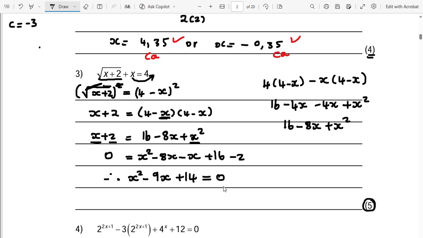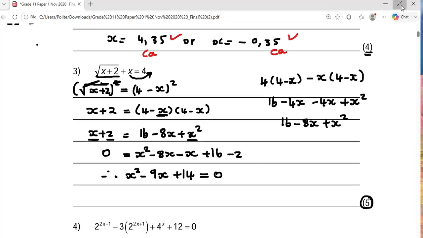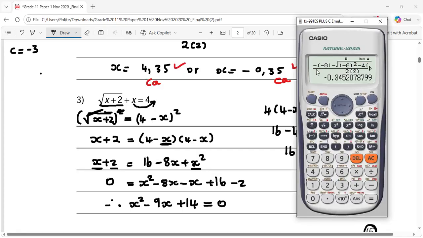So now, let's say you don't know how to factorize this equation. Then let me quickly show you the best way that you can use to find the factors. Please don't write the quadratic formula down, but you can definitely use the quadratic formula to find your factors.